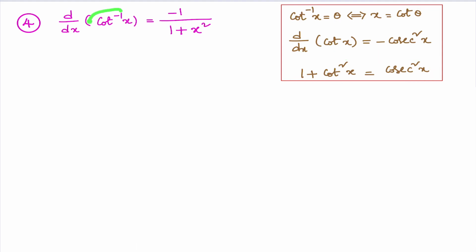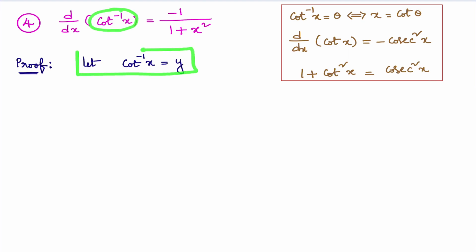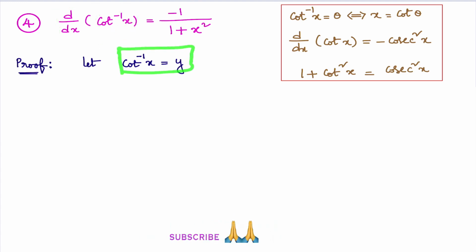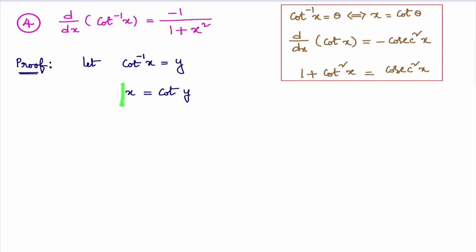Now, to prove this result, I'll take cot inverse x equal to y. See here, I have taken cot inverse x equal to y. As you have taken cot inverse x equal to y, you are trying to calculate d by dx of y. D by dx of y is nothing but dy by dx. So keep in mind, I am trying to calculate dy by dx. As I have taken cot inverse x equal to y, from the definition of the inverse cotangent function, I can write x equal to cot y. So, whenever cot inverse x equal to y, I can write x equal to cot y.